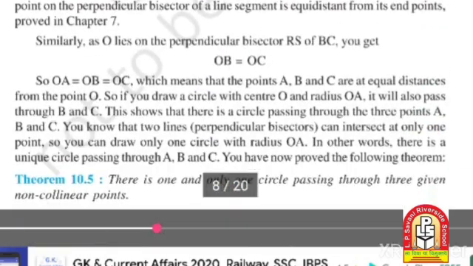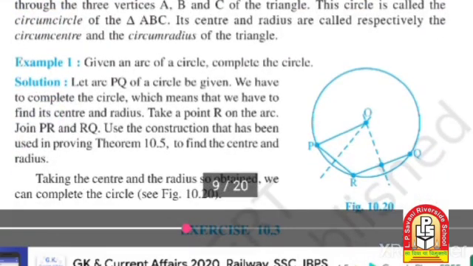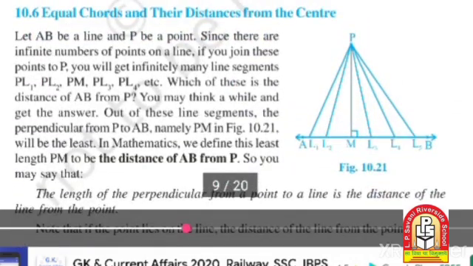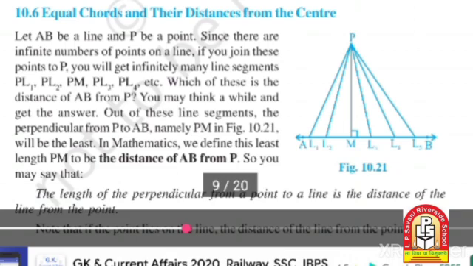Okay, then next, there is one and only one circle passing through 3 given non-collinear points. So here there are 3 non-collinear points, and only one circle can pass through them, no more than one circle. And then equal chords and their distance from the center. So equal chords and distance from the center, that is L1, L2, L3, L4 and L5. There are equal chords, which are the lengths in the circle.